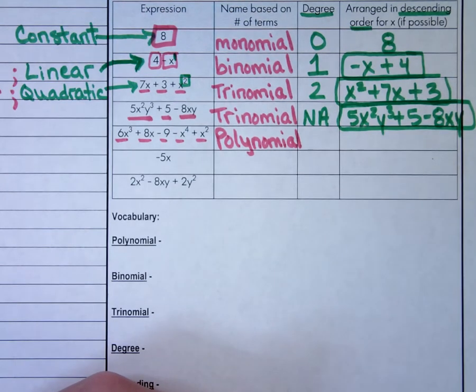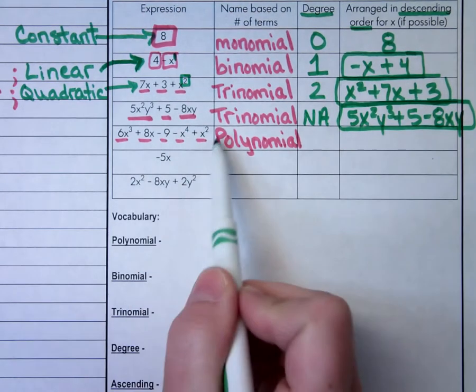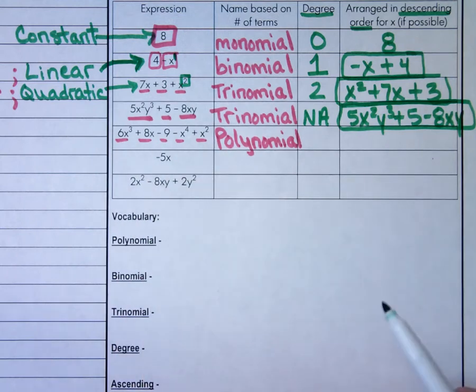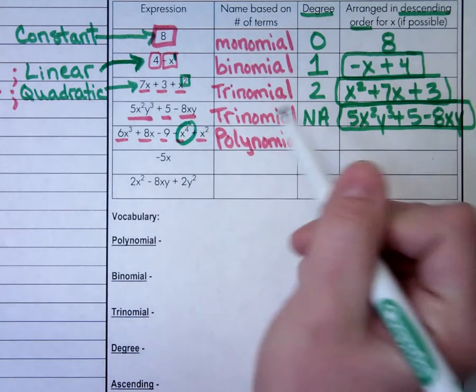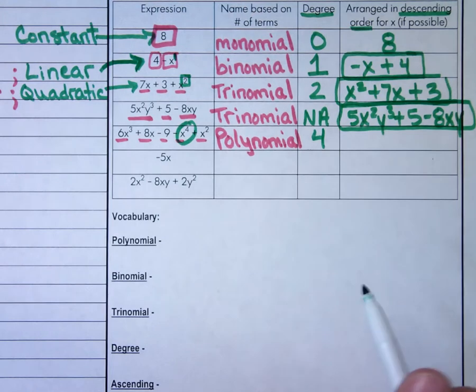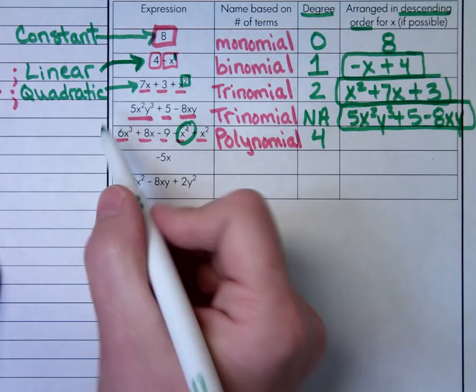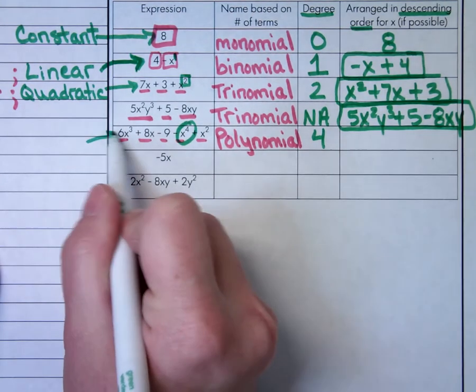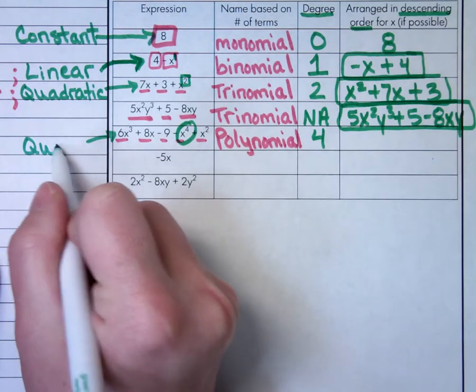Okay, the degree. This time it applies. My problem only has x's in it, so what's the highest exponent that you see? 4. So our degree is 4. And when the highest degree is 4, this is actually called quartic.